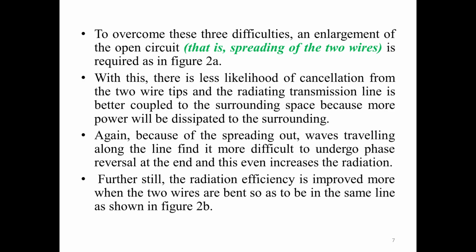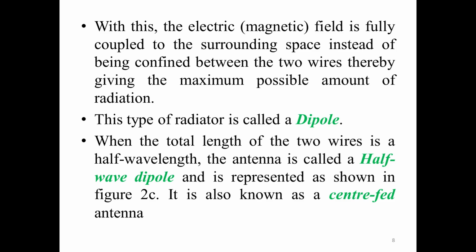Further still, the radiation efficiency is improved more when the two wires are bent so as to be in the same line as shown in Fig. 2b. With this, the electromagnetic field is fully coupled to the surrounding space instead of being confined between the two wires, thereby giving the maximum possible amount of radiation. This type of radiator is called a dipole.